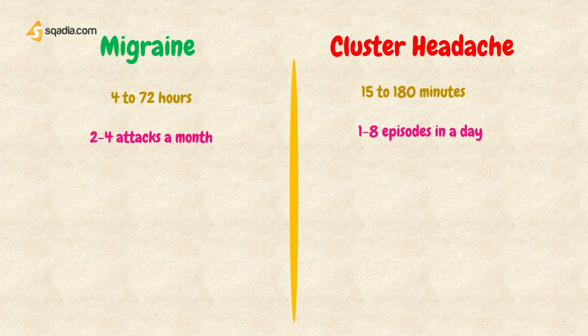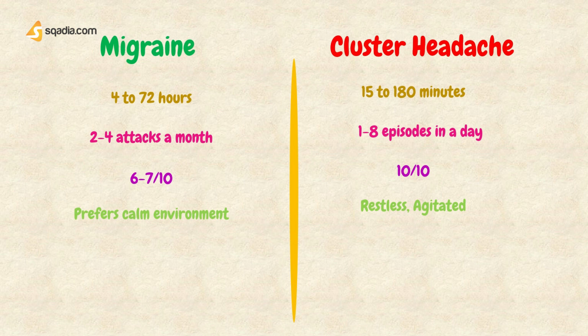The severity of migraine is reported till 6 to 7 out of 10, while cluster headache is much more severe and patient reports it as 10 over 10. In migraine, the patient prefers to sit in a calm, dark and quieter place, while in cluster headache, the patient is agitated, restless, moves here and there in the room and wants to bang his head against a hard surface.